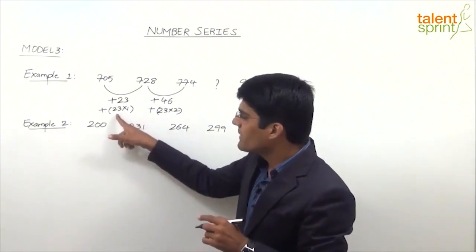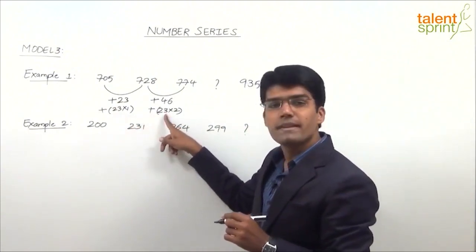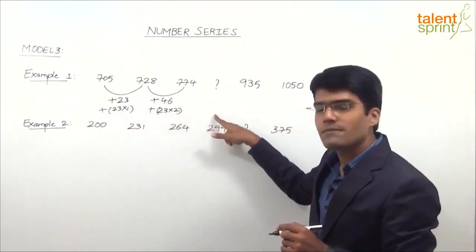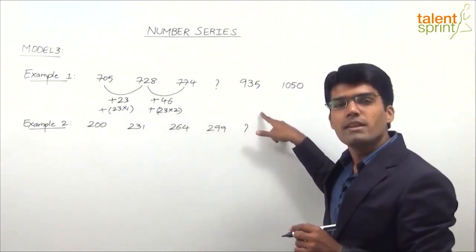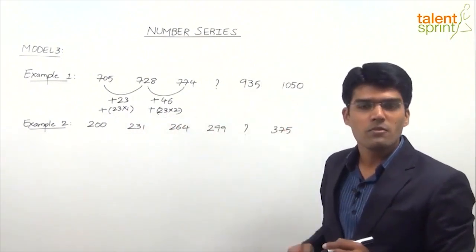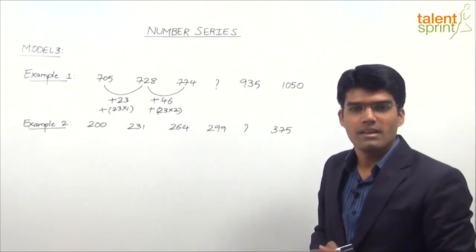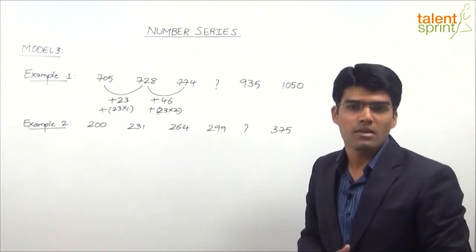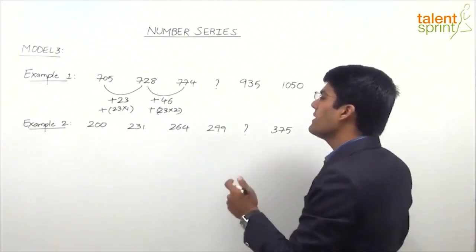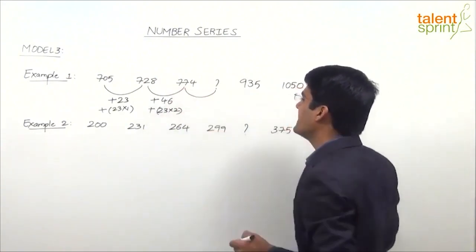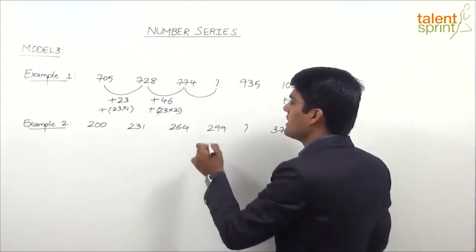If you observe, this is 23 into 1. The second one is 23 into 2. So if the next one satisfies 23 into 3, 23 into 4 and so on, then we will be able to find out the right answer. Otherwise, we may have to look for some other logic behind the given series. So let's go ahead with 23 into 3 and see if we are able to justify the given series.